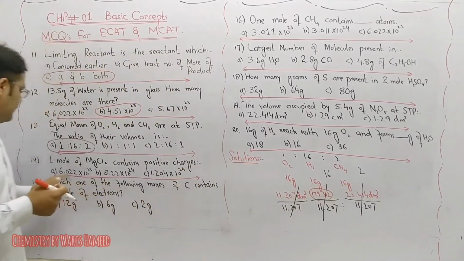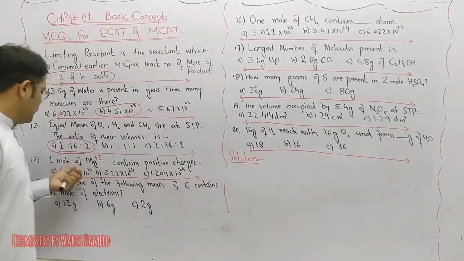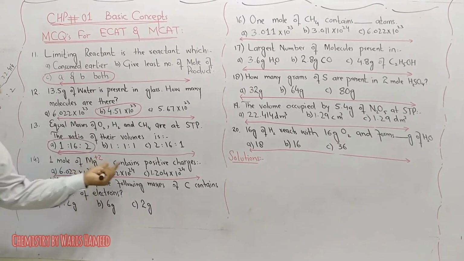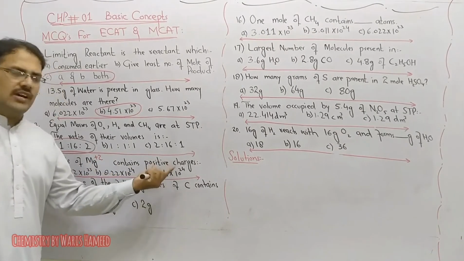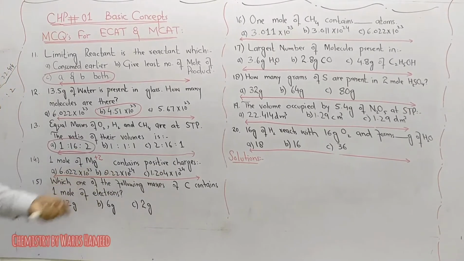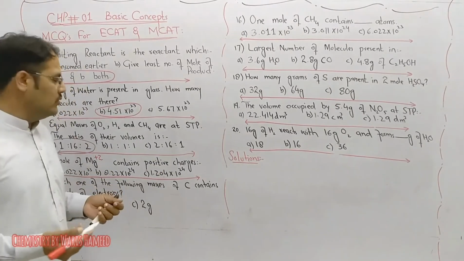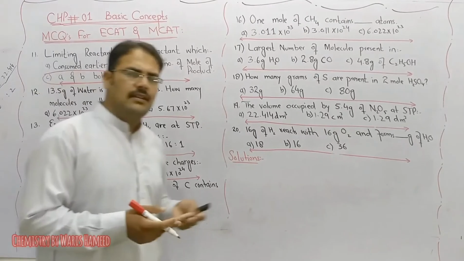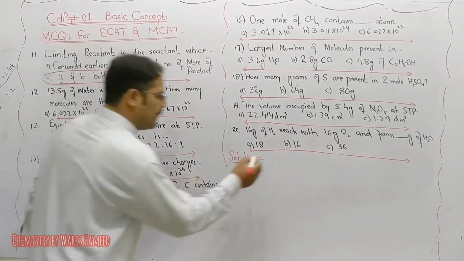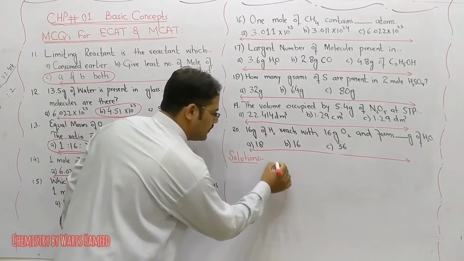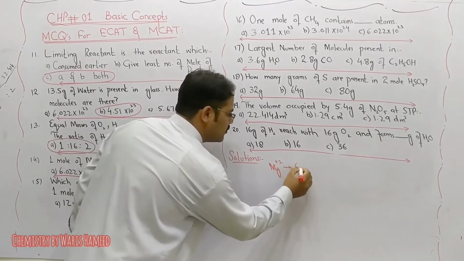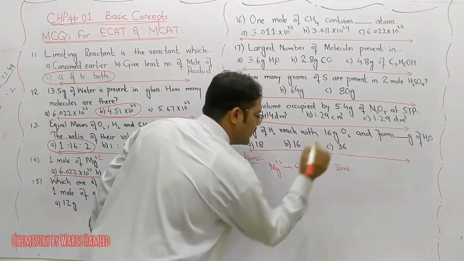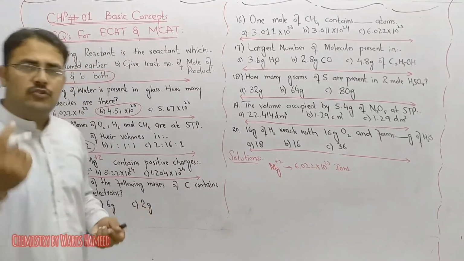In the fourth MCQ, we have 1 mole of magnesium ion, and we have to find the positive charges in magnesium plus 2. Actually it was in the form of MgCl2, and when it decomposes it forms two types of ions, first Mg plus 2 and second Cl negative. Mg plus 2 has 6.022 multiplied by 10 to the power 23 ions, and each ion has a plus 2 charge.